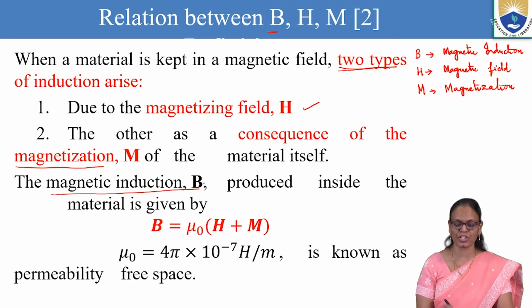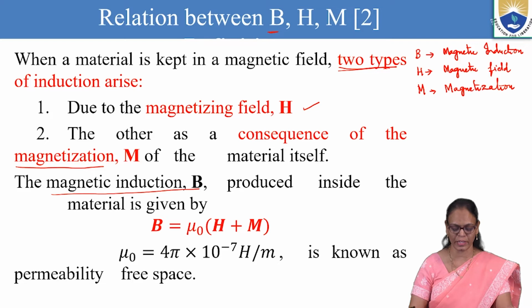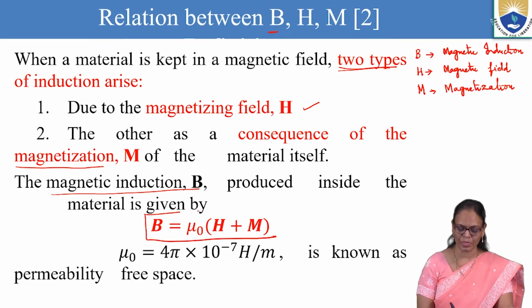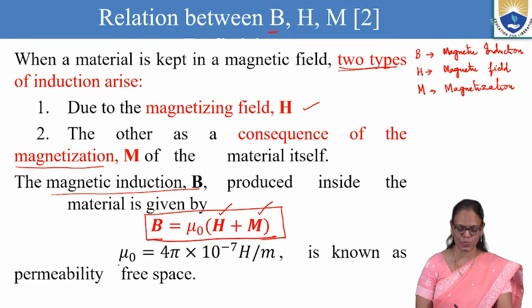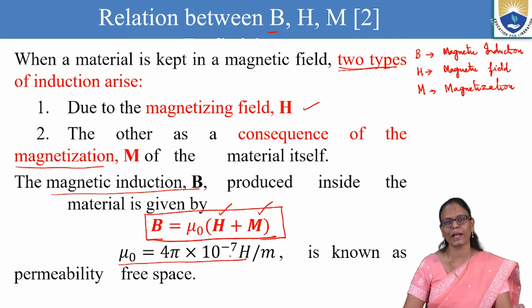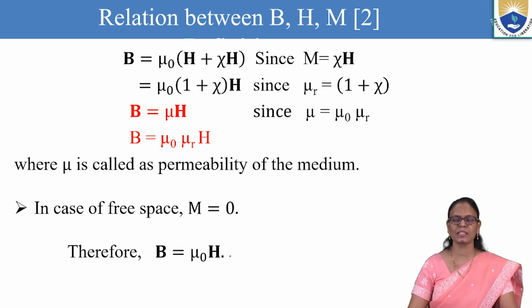So the magnetic induction B produced inside the material will be B is equal to mu naught into H plus M. H is the applied or magnetizing field and M is the magnetization. So the magnetic induction B depends on both H and M. What is mu naught? We have seen it is the permeability of free space or vacuum, and its value is a constant, 4 pi into 10 power minus 7 Henry per meter.